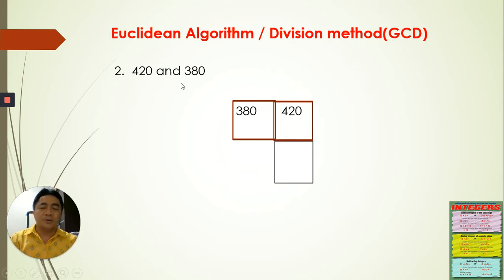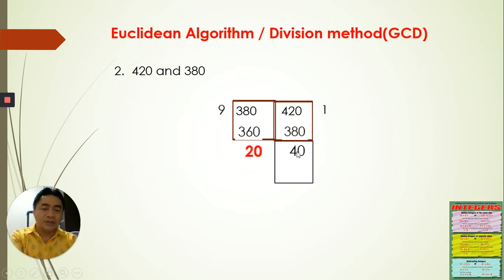Now this was another example. You have the numbers 420 and 380. So this is the smaller number. 420 divided by 380 is 1. 1 times 380 is 380. You subtract this, 420 minus 380 is 40. So this will be our new divisor. 380 divided by 40 is 9. 9 times 40 is 360. And we subtract this, we have 20.